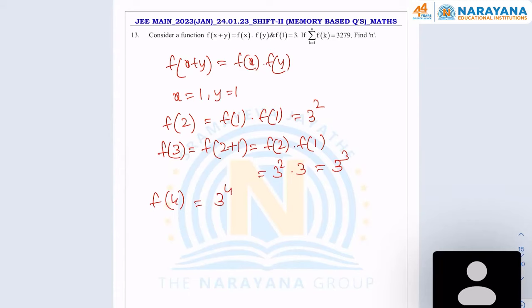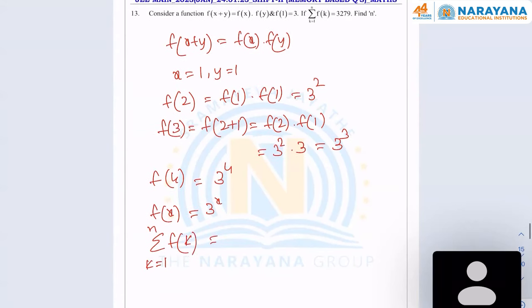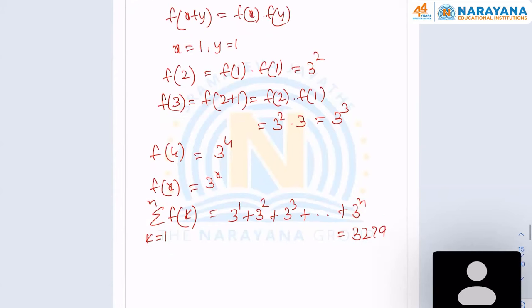So we can tell that f of x will be equal to 3 power x. And they're asking for the sum, sigma k equals 1 to n of f of k. That means f of 1, f of 2, f of 3 up to f of n. That means 3 power 1, 3 square, 3 cube up to 3 power n. Its value is equal to 3279 and we have to find the value of n.